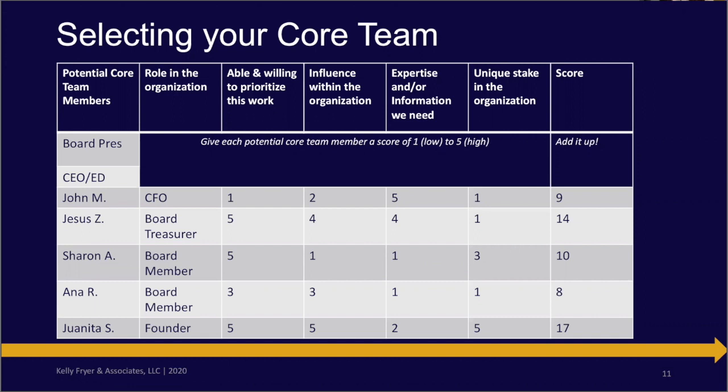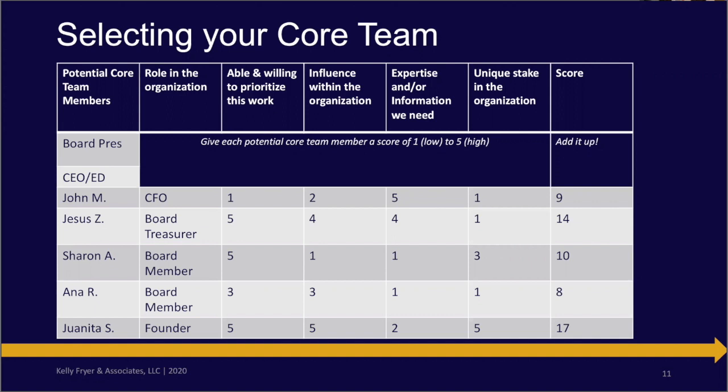So here's what I recommend you do. Have the board chair and the CEO or the executive director sit down together and talk about who the potential core team members are, and make a list all the way down that left-hand side, and put every single name and their role in the organization. And then as clearly as you can think about it, give each of those individuals a score of 1 to 5 in each of those different areas, add up their score, and then you can see the top scorers. You can make a decision then about who ought to be on your team. And you're going to try to keep it between 5 to 7 people. So this is a very deliberate approach.